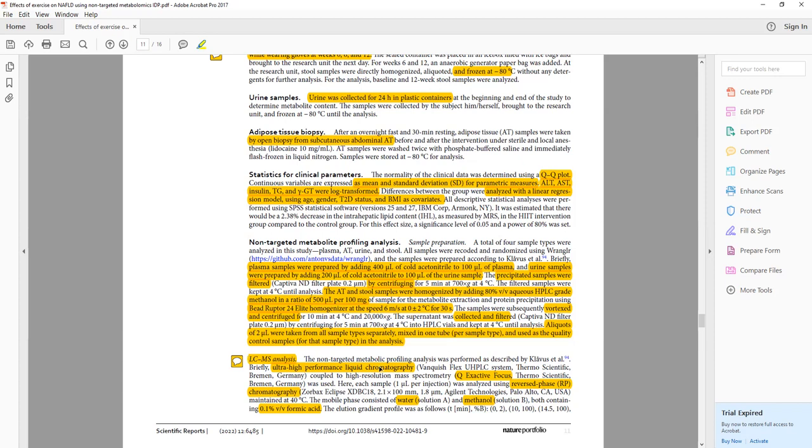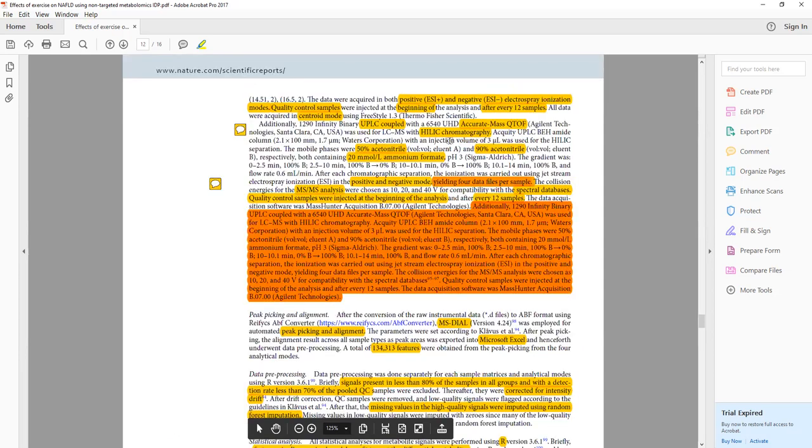So first, they used the Q-Exactive. They used the Q-Exactive MS with the UPLC doing reversed phase chromatography. The mobile phases consisted of water and methanol with a bit of formic acid. I'm not going to go through the gradient with you.